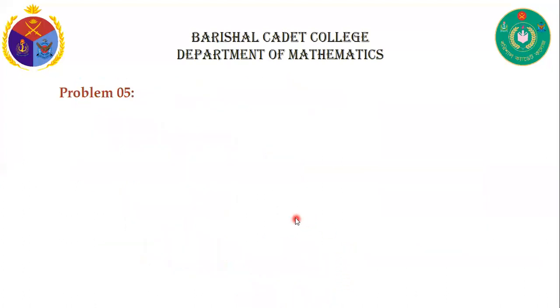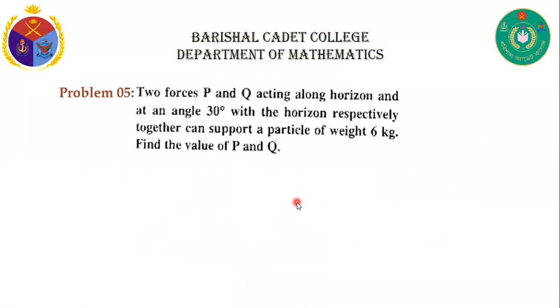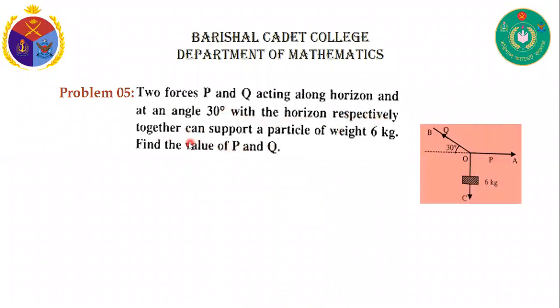Okay. Now problem 5. Two forces P and Q acting along the horizon and at an angle 30 degrees with the horizon respectively together can support a particle of weight W. Find the value of P and Q. I can repeat the question. Two forces P and Q acting along the horizon and at an angle 30 degrees. This is the horizon and it is 30 degrees. So we can support a particle whose weight is 6 kg. Find the value of P and Q.